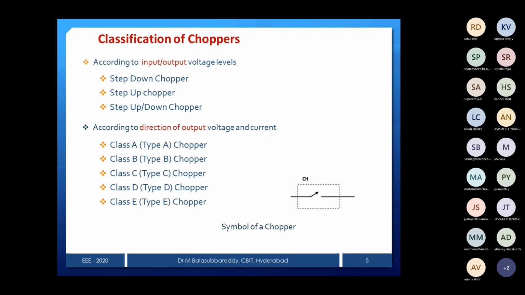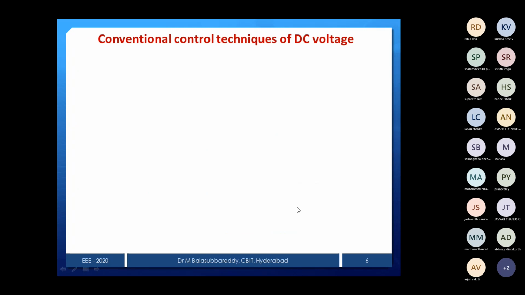So the symbol of a chopper is like this. You can use the dotted line to represent it. It includes the device or controllable switch, and in addition to that the commutating elements L and C, or whatever commutation circuit we are going to use. Combined, we call it a chopper.